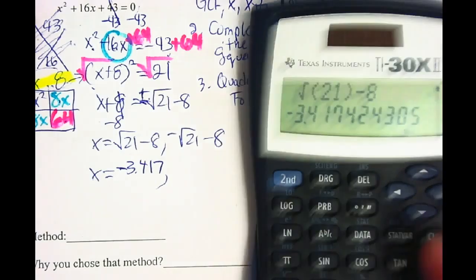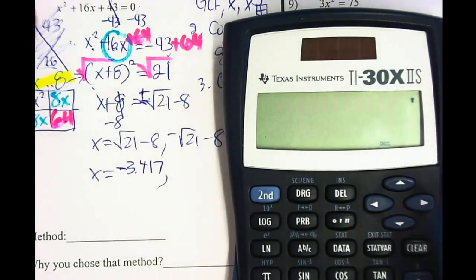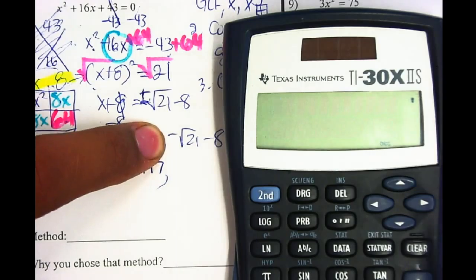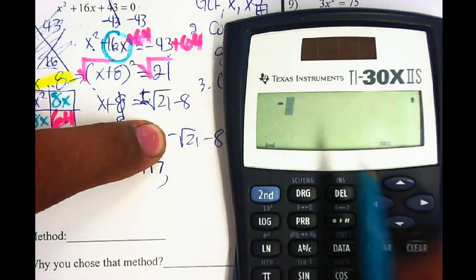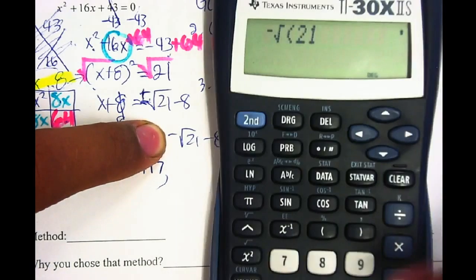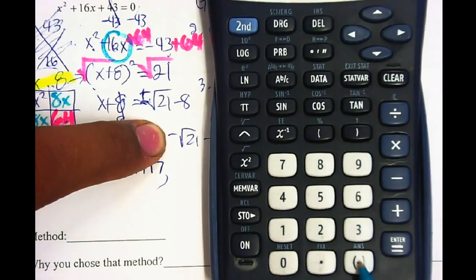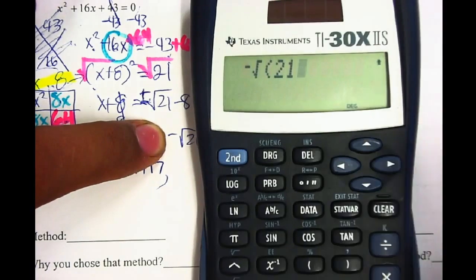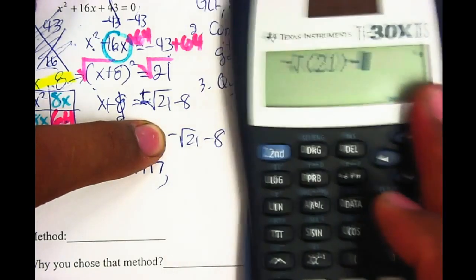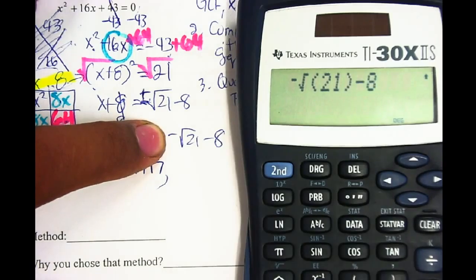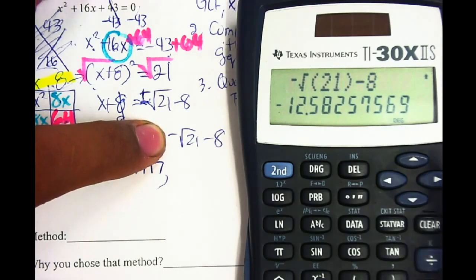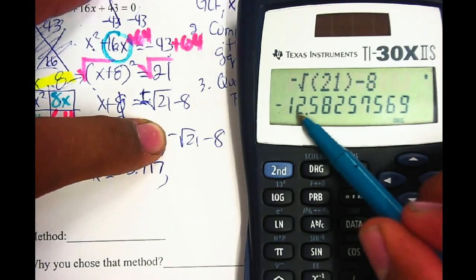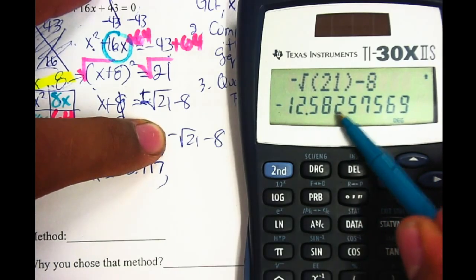Okay, now let's do it again. Now we need to do negative square root of 21. Now remember, on the calculator for negative, you want to click on the button down here, this negative, not the minus, but the negative here. Okay? So negative square root of 21 minus 8. So that will be negative 12.582 is our thousandth.